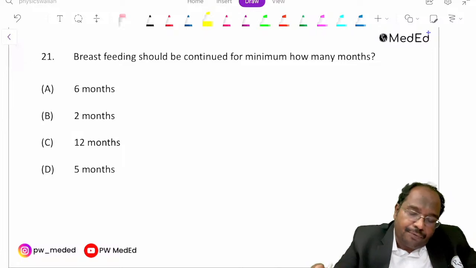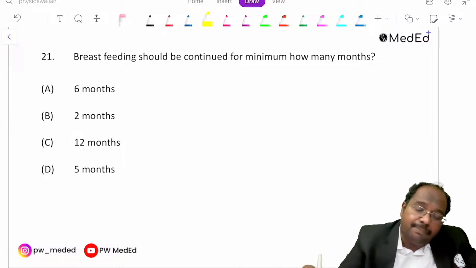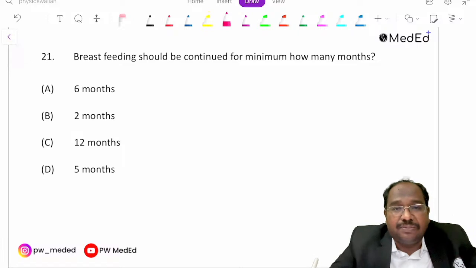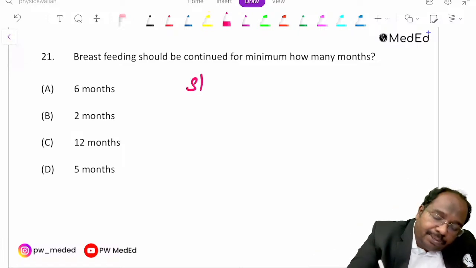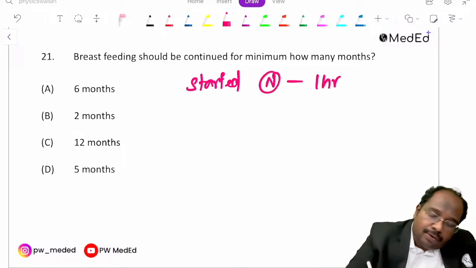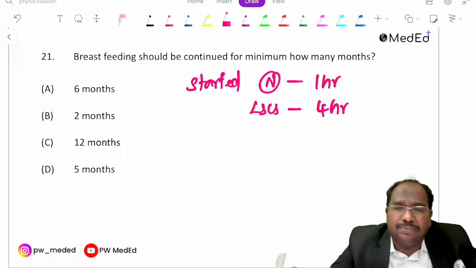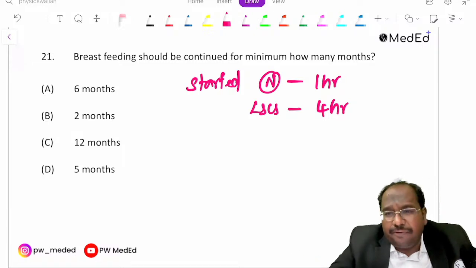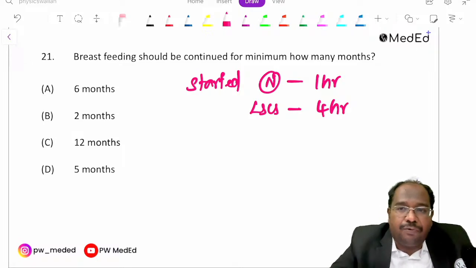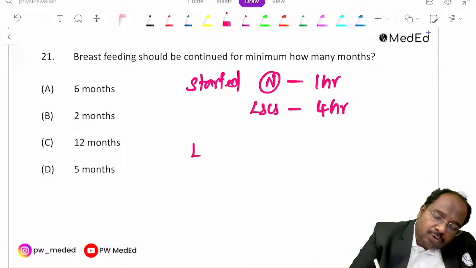Breastfeeding should be continued for a minimum of how many months? Breastfeeding should be started for a normal delivery within 1 hour. For LSCS, cesarean section, within 4 hours. So breastfeeding should be started as early as possible. If it is possible, that is well and good. But at least by 1 hour following a normal delivery, and within 4 hours following cesarean.